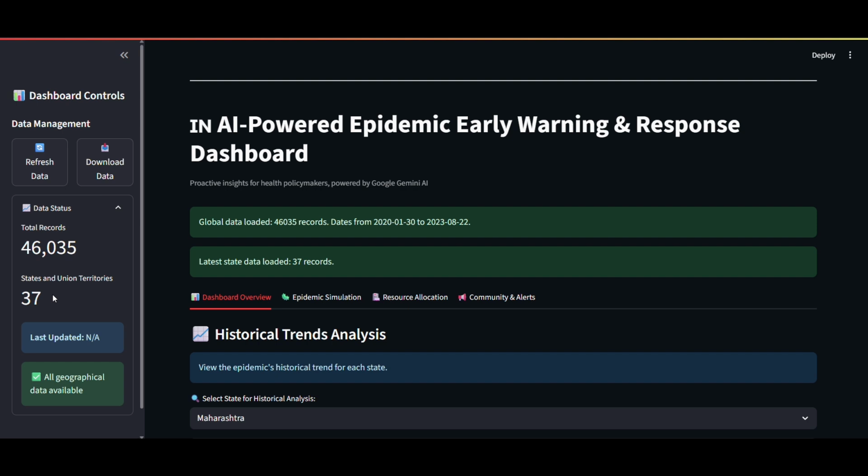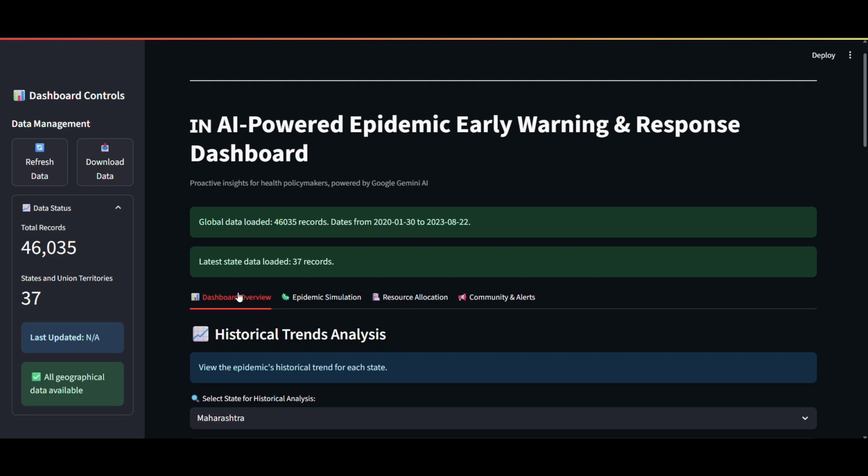Moving to the epidemic solution section, this module allows us to visualize and simulate the spread of infectious diseases using real-time trends and predictive AI models. It is an essential tool for early intervention and strategic planning.